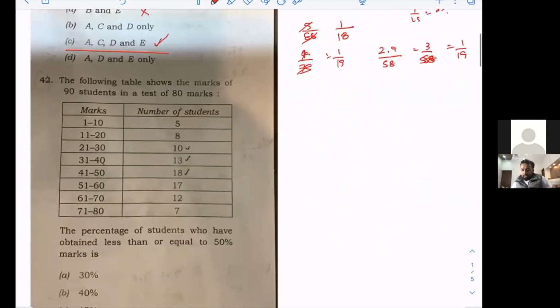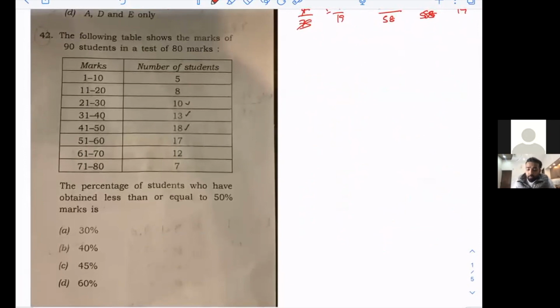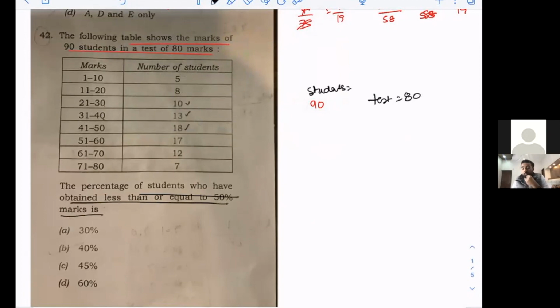Next question. It's again a very simple question. The following data shows the total number of marks of 90 students in a test of 80 marks. 90 students थे, test के marks थे 80. The marks of the test is 80. That is something that we need to understand. The students were 90. Now, the percentage of students who have obtained less than or equal to 50%.